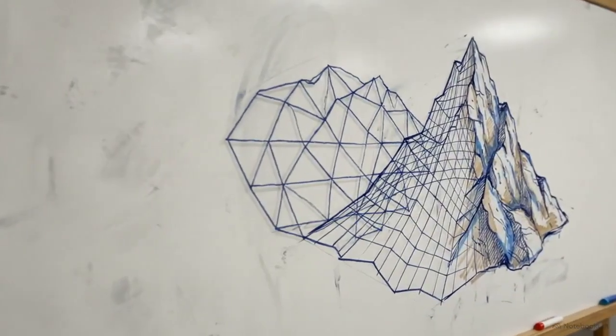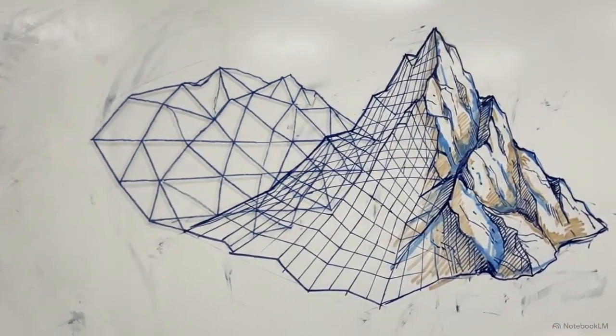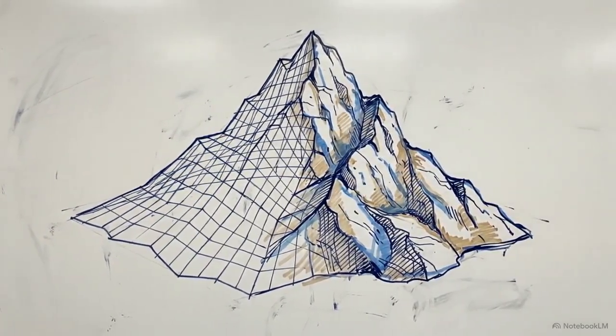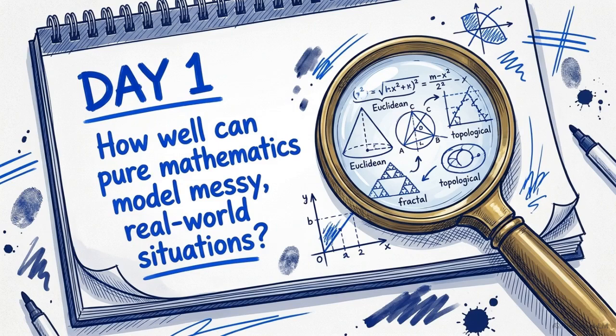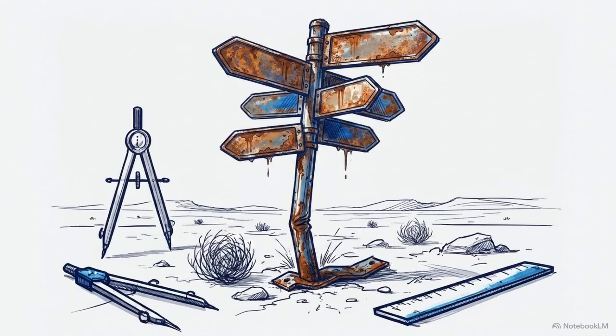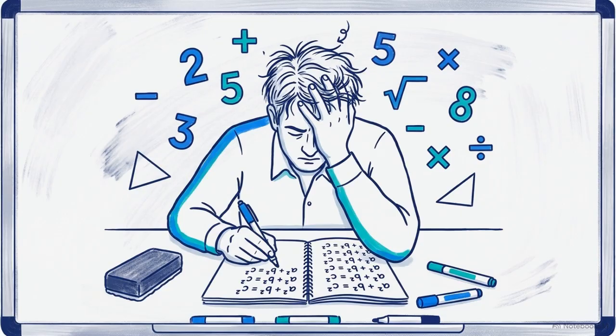A strong Stage 1 essential question looks like this. How well can pure mathematics model messy, real-world situations? Presenting this question on day 1 forces students to evaluate every mathematical formula they learn over the next month through a critical lens. Students evaluate the utility of mathematics itself while applying the specific geometric formulas. Without a targeted essential question, the instructional content lacks a destination. Students default to rote memorization because they have no conceptual framework to attach the facts to.